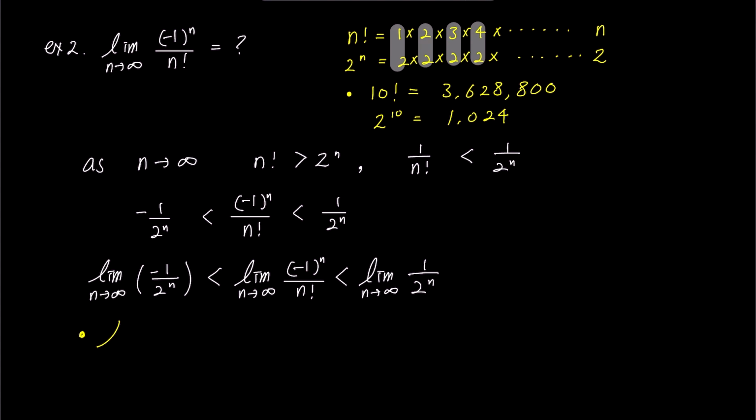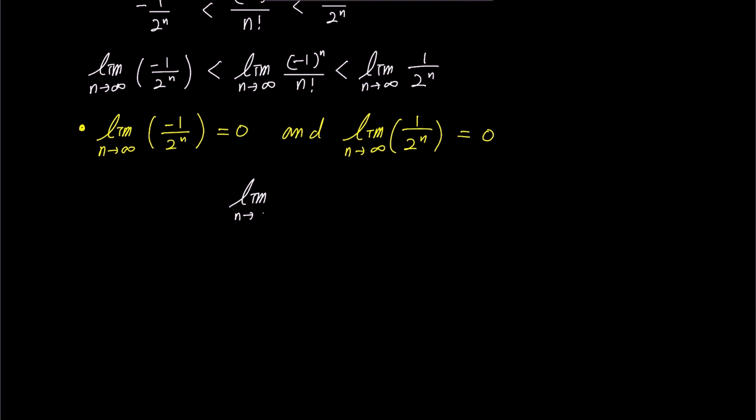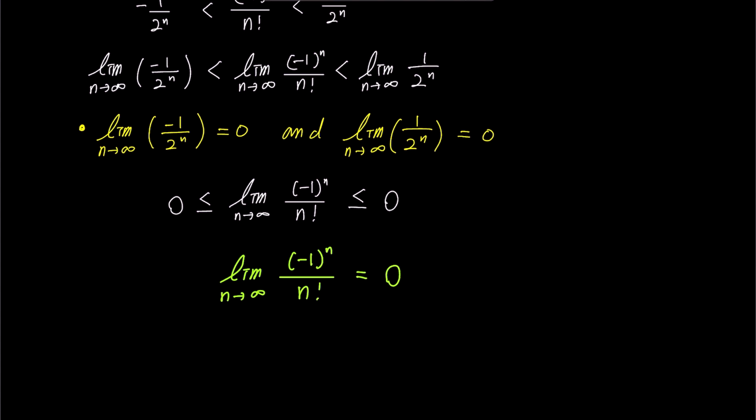Now, as n approaches infinity, the limit of -1 over 2 to the power of n on the left-hand side will become 0, because the denominator's value keeps increasing. Similarly, the limit on the right side will also become 0 because the denominator's value increases indefinitely. As a result, the limit of -1 to the power of n over n factorial must lie between 0 and 0. Therefore, the limit of -1 to the power of n over n factorial as n approaches infinity is 0.